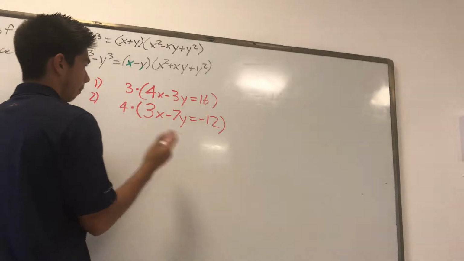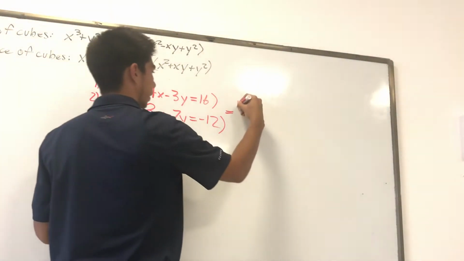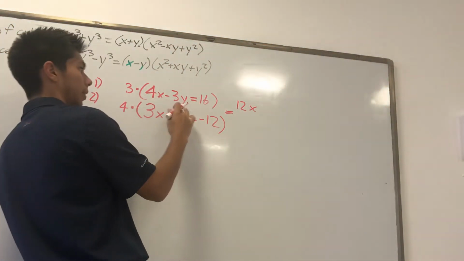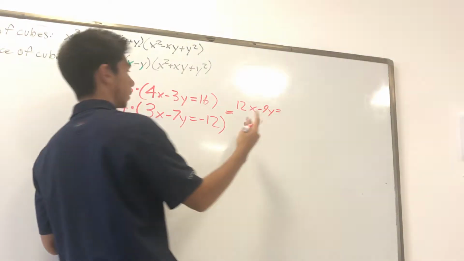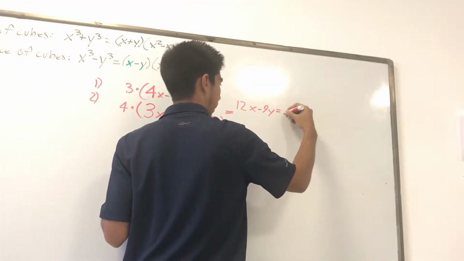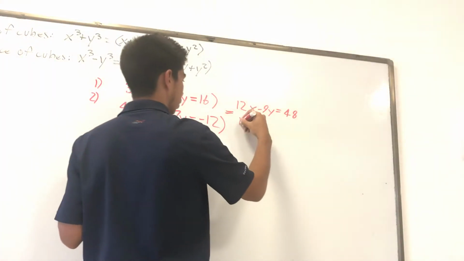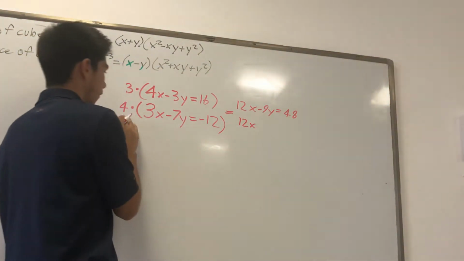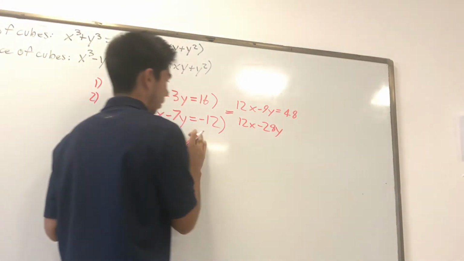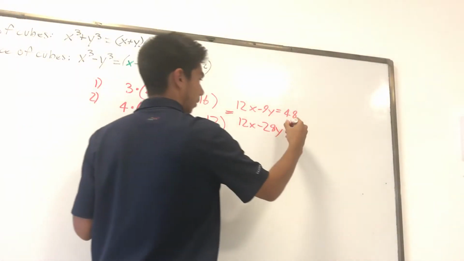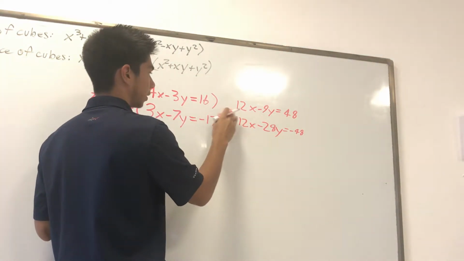So if I do that, my new equations become: 3 times 4x is 12x, 3 times -3y is -9y, equals 16 times 3 is 48. My new second equation is going to be 4 times 3x is 12x, 4 times -7y is -28y, and finally, 4 times -12 is -48. So now I have my 2 equations here.